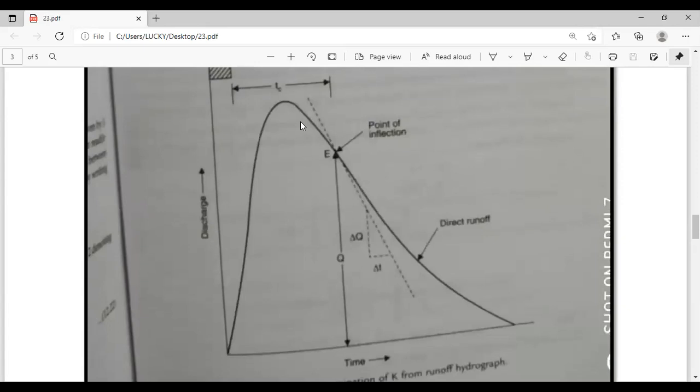This is equal to Tc. Here, Tc and E is equal to point of inflection, and the dotted line is the direct runoff. Delta Q is the delta T and the Q. This is the determination of K from runoff hydrograph.